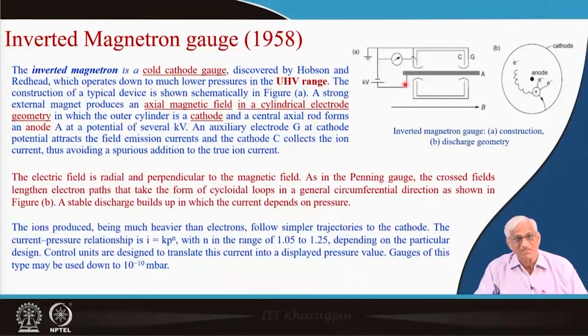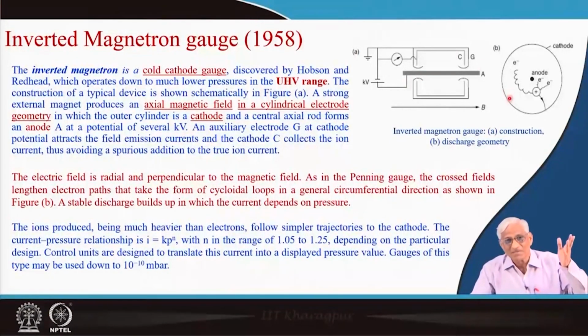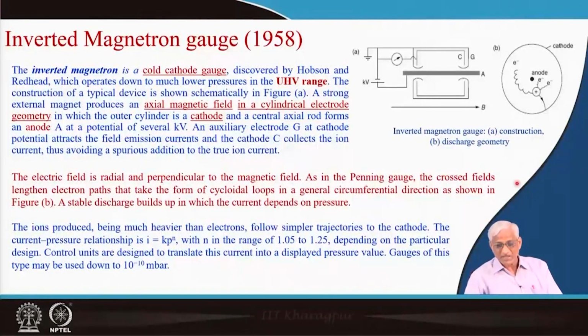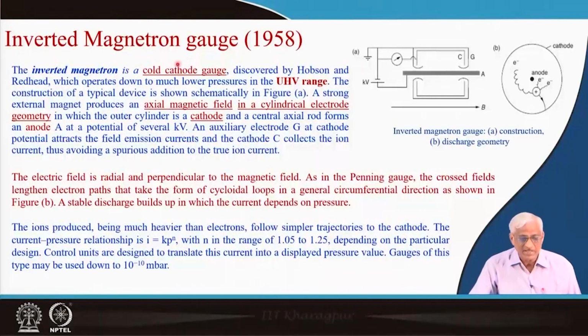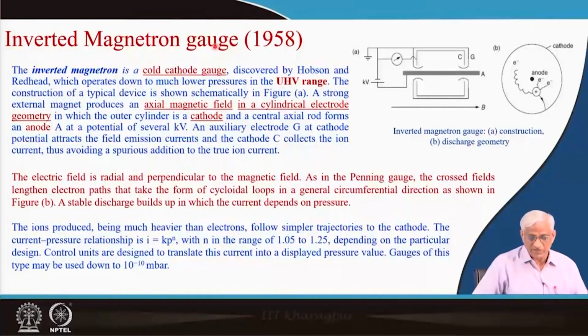So, you have to use high magnetic fields. There is no magnetic field in the hot cathode Bayard-Alpert gauges. Here we have a magnetic field, that is what we have seen. Crossed fields of magnetic field and electric field produce field emitted electrons and confine them because of the magnetic field, using them to ionize, and relating those ions to the number density of atoms, which is related to pressure. That is the principle. The same principle was extended in the inverted magnetron.